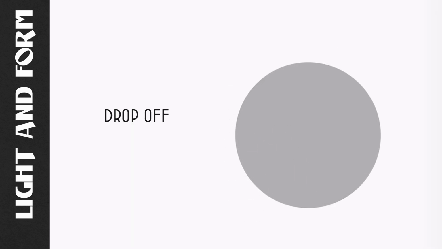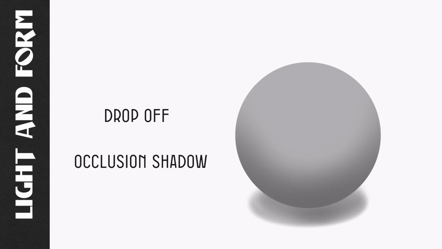Drop-off or fall-off is a phenomenon of indirect light that demonstrates the concept of light decay. Light is always exponentially losing strength, so parts of an object farther away from a light source are typically darker. An occlusion shadow occurs where the direct light, bounce lights, and ambient light cannot reach.